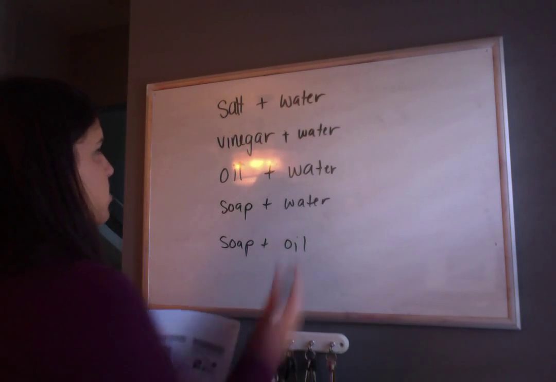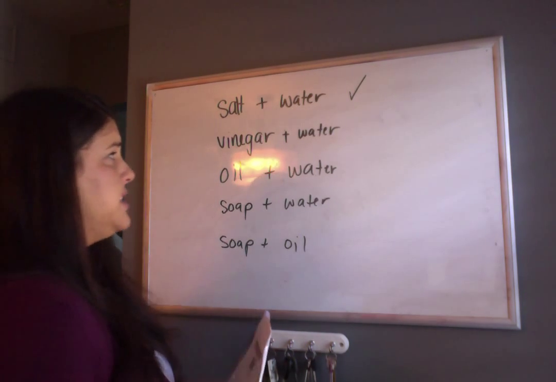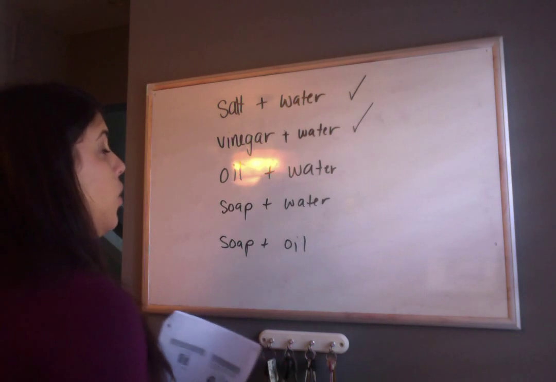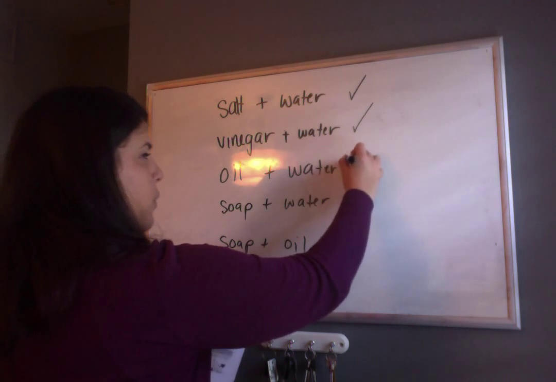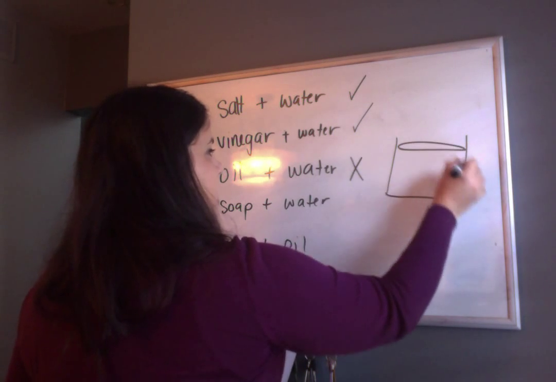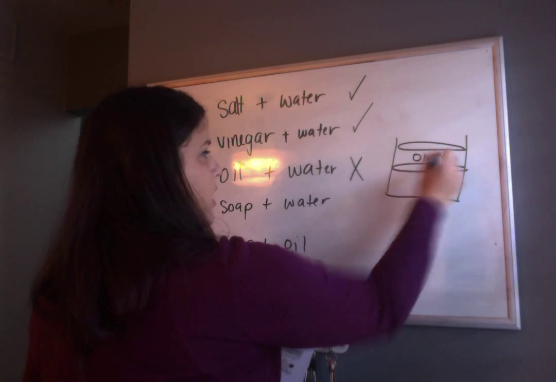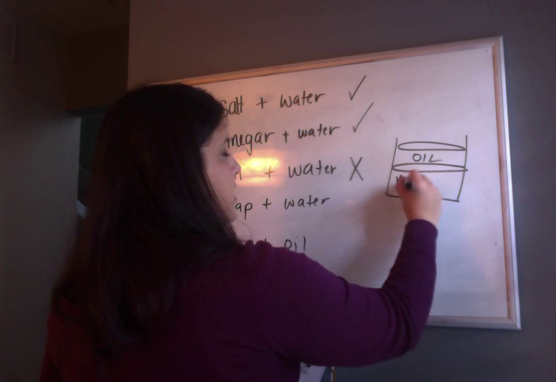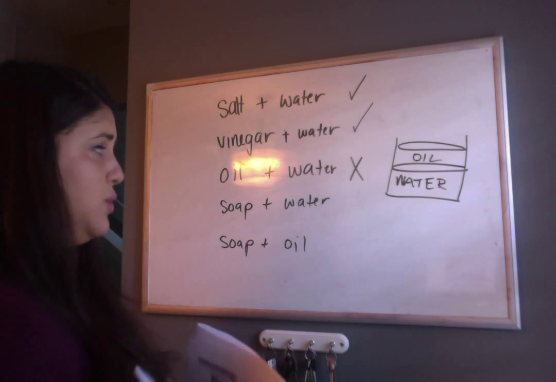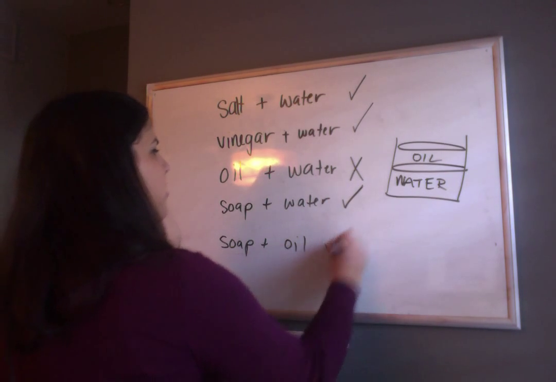We know that salt and water mix nicely. Vinegar and water, you can test that, but I can tell you vinegar and water will mix nicely together. Oil and water do not mix, and you should have seen this before in your life, where when we add oil and water, we see two different layers. We see our oil on top, and we see our water stick to the bottom. So we know that they don't like to mix nicely with each other. They separate. Soap and water, we say, mix nicely. Soap and oil, we say mix nicely.